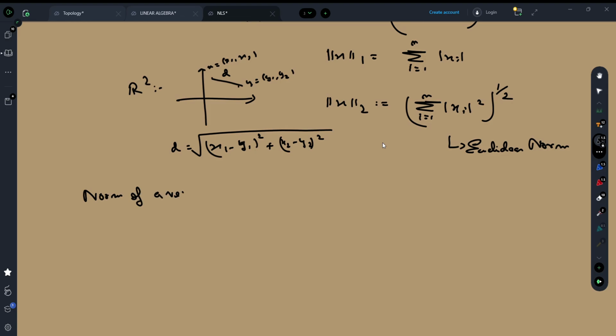the norm of a vector is the analog of its distance from origin.